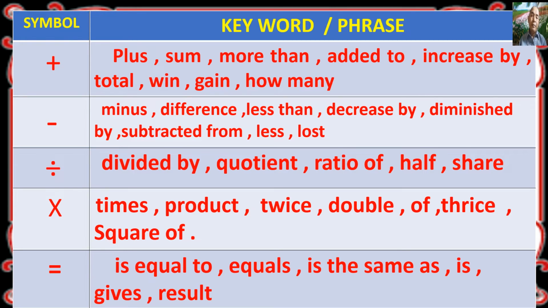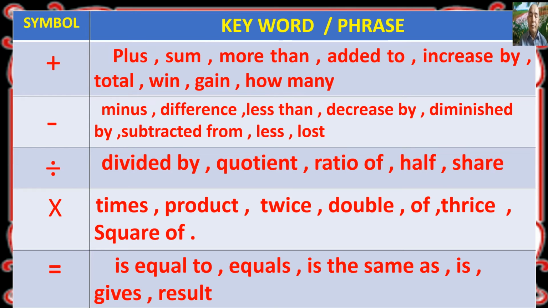We have 25. Square of 2. So it means 2 times 2. So these words indicate multiplication. So if you have seen this one in a problem, then you will have to do the multiplication.